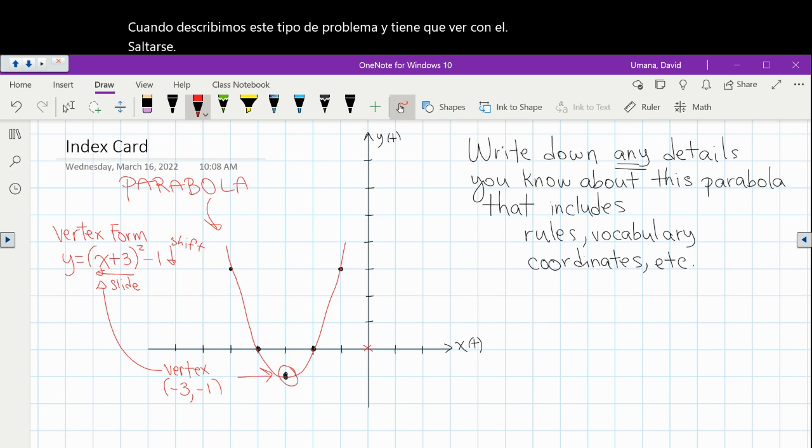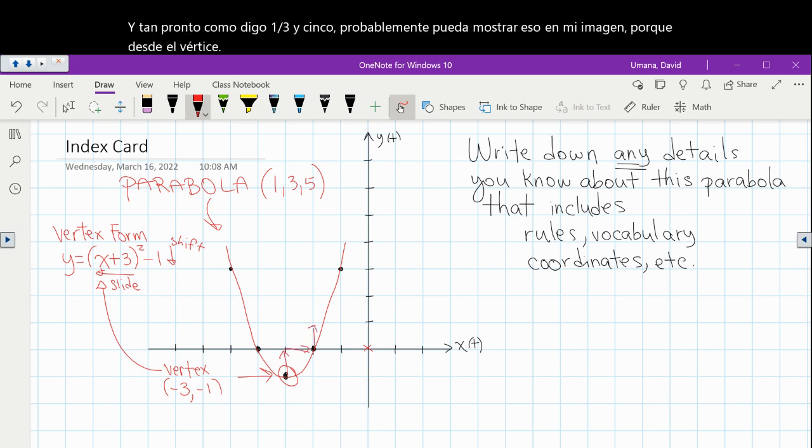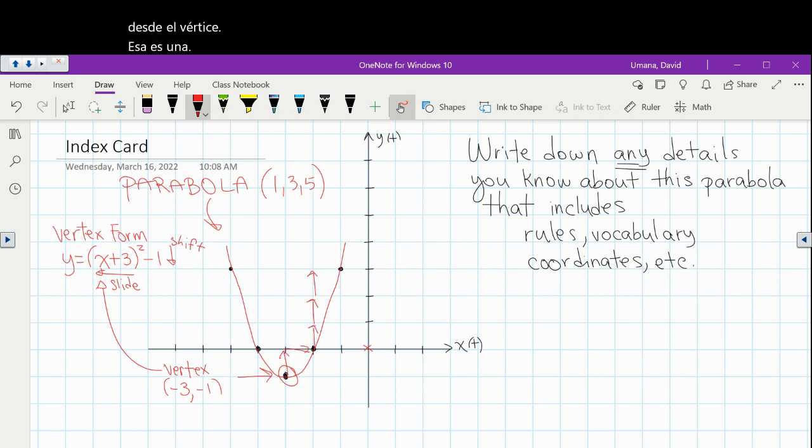1, 3, 5. And as soon as I say 1, 3, and 5, I can probably show that on my picture because from the vertex, that's 1, that's 3, and I don't actually have space to do 5. Again, if you don't have this information, can you please include it? There's some of you who have this and more.